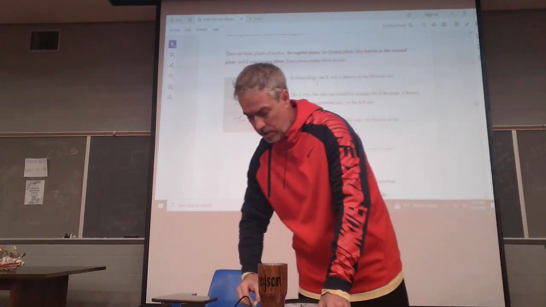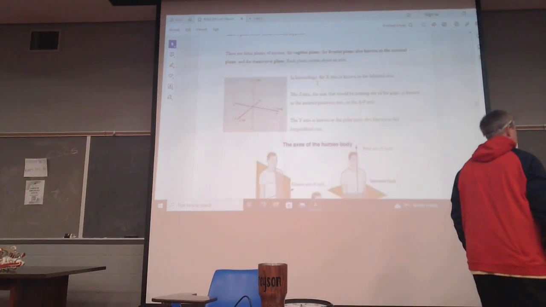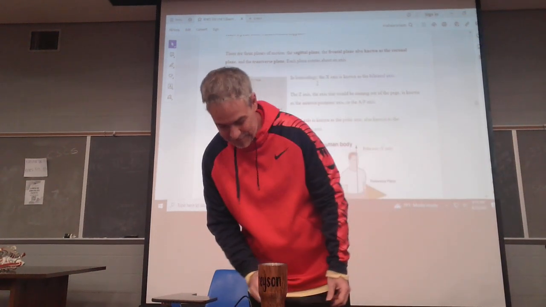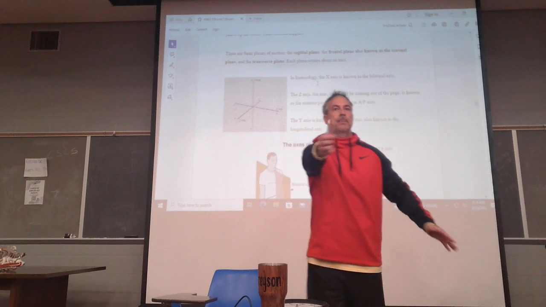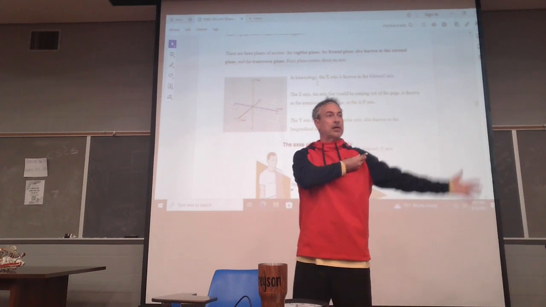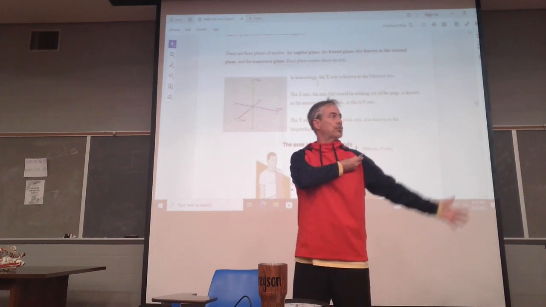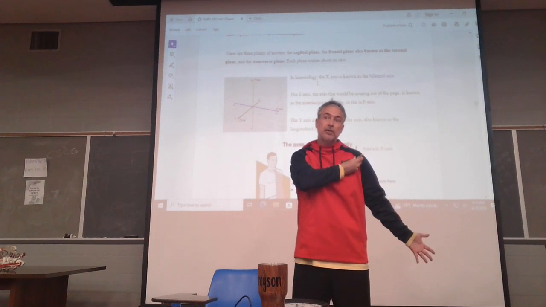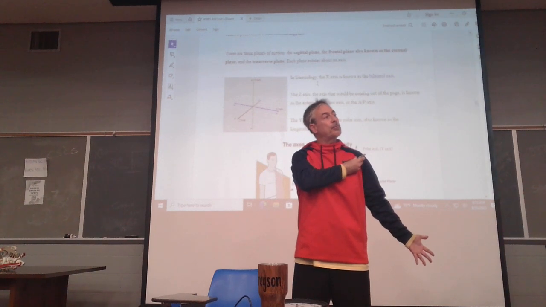Let's go red. Anterior-posterior axis, frontal plane rotation of my shoulder. The shoulder is rotating in the frontal plane. It's rotating about an anterior-posterior axis. Specifically, the shoulder is rotating in its frontal plane, and it's rotating about its anterior-posterior axis, or AP for short.